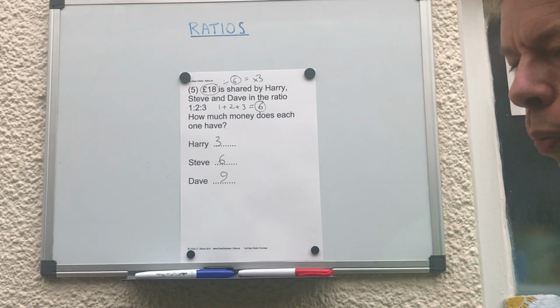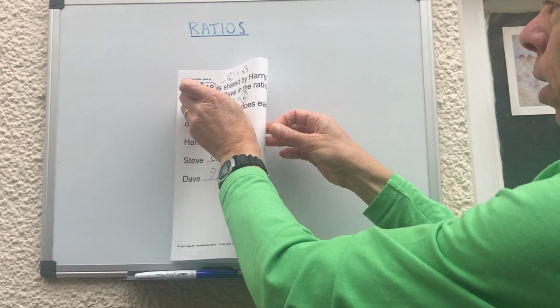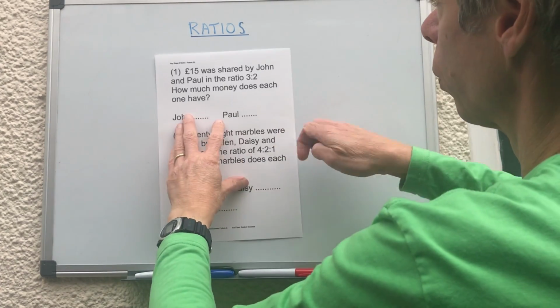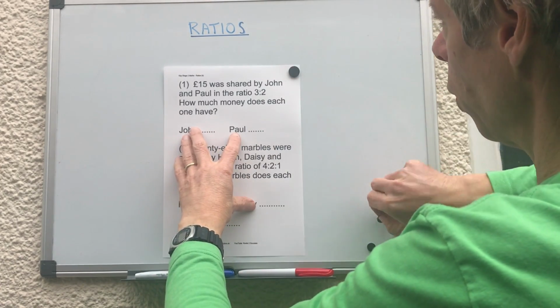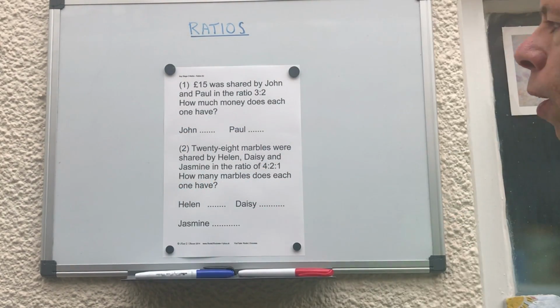Okay, so pens and paper at the ready for a test. So I'm going to put the questions on, as we've done before. Right, 2 questions to do. £15 was shared by John and Paul in the ratio 3:2. How much money does each one have? 28 marbles were shared by Helen, Daisy and Jasmine in the ratio 4:2:1. How many marbles does each one have? Okay, so if you would like to stop the video, work those out and then restart when you're ready.